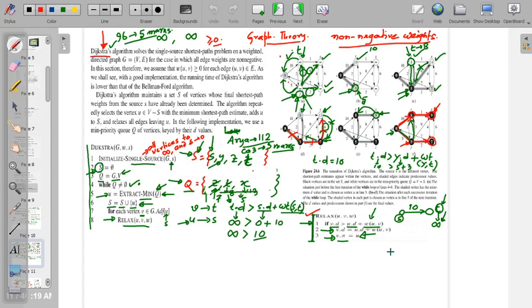What I was discussing, the Dijkstra's shortest path.